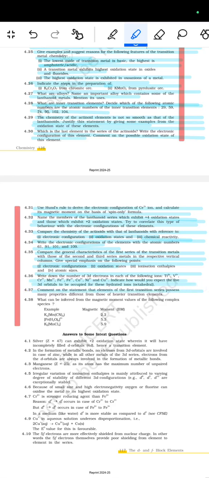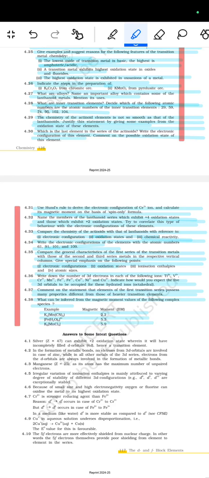Then comes: comment on the statement that the elements of the first transition series possess many properties different from those of the heavier transition elements, but can be inferred from the magnetic moment values of the following complex species: K4[Mn(CN)6] 2.2, [Fe(H2O)6]2+ 5.3 and K2[MnCl4] 5.9.